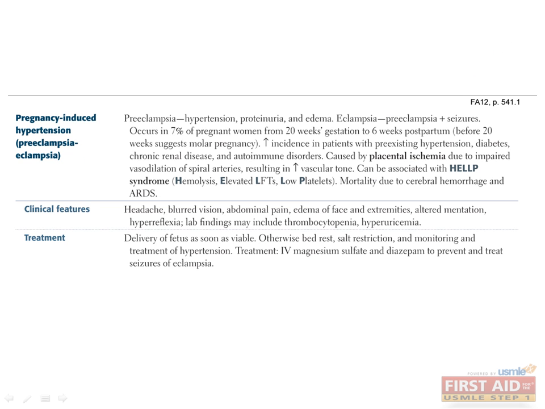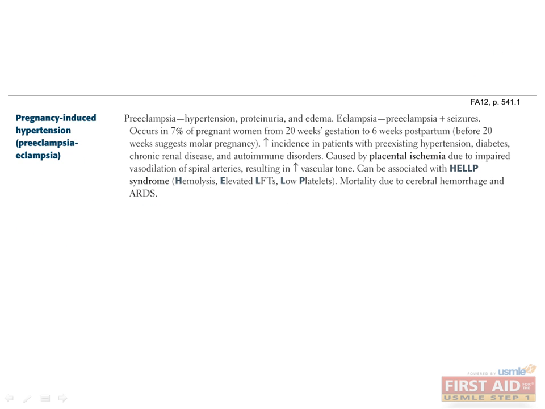So here's a pretty high-yield segment for you. Preeclampsia is relatively common, occurring in about 7% of pregnant women. The clinical presentation includes the classic triad of hypertension, proteinuria, and edema. Its cousin, eclampsia, is simply preeclampsia with the added symptom of seizures.